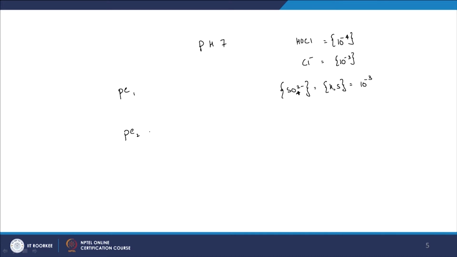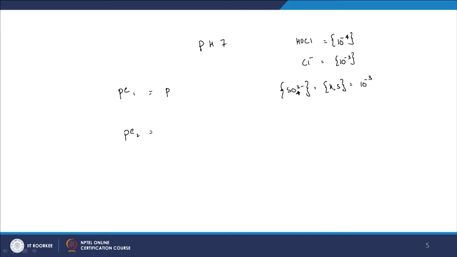Let us look at what it would be if it is at non-standard state. So for that condition, let us say we are going to consider pH to be at 7, and the example we are going to look at has HOCl at 10 power minus 4 activity, Cl minus at 10 power minus 3, and SO4 2 minus and H2S both at 10 power minus 3. And how can we calculate the PE values now, PE1 and PE2?